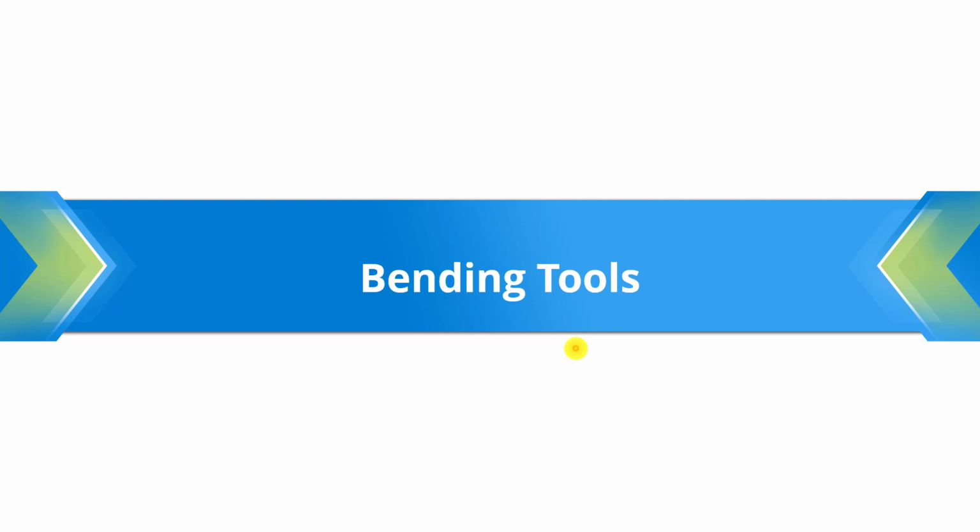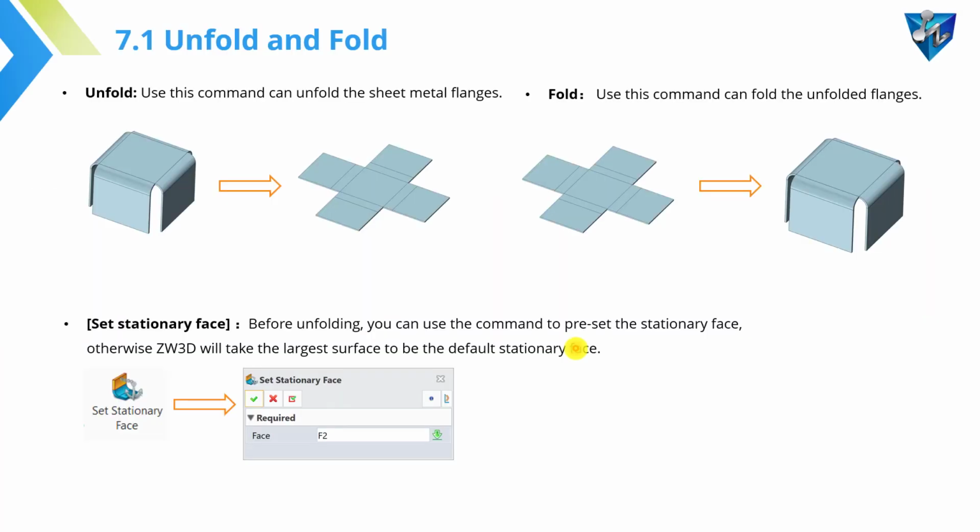Alright, previously we have learned how to create and edit sheet metal. So the next step will be unfolding the sheet metal bends. Now let's check the related tools. First of all, let me introduce the commands unfold and fold.